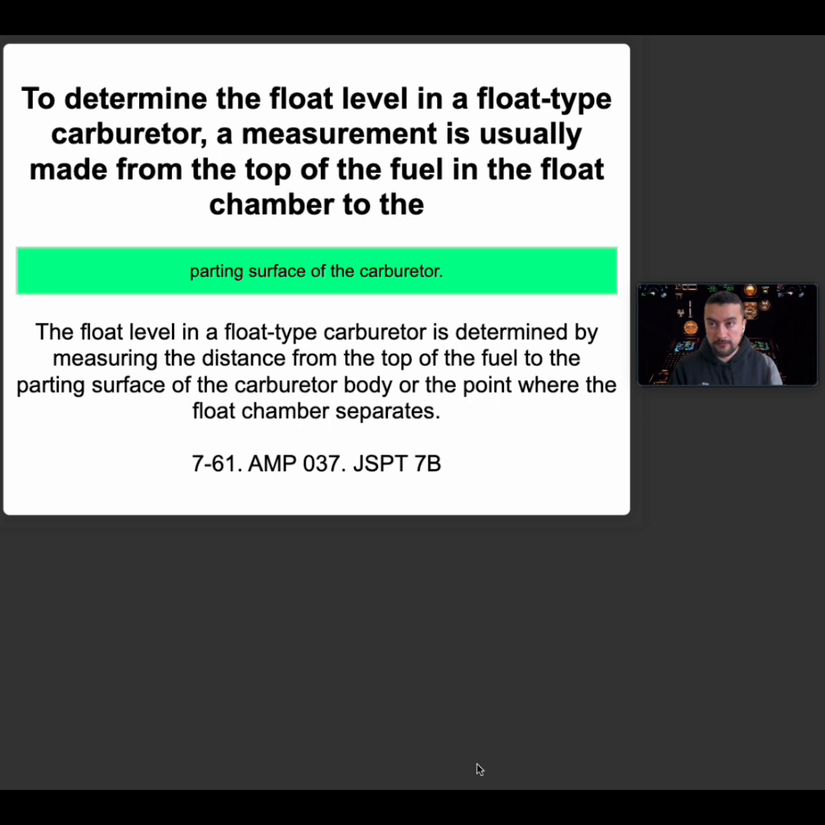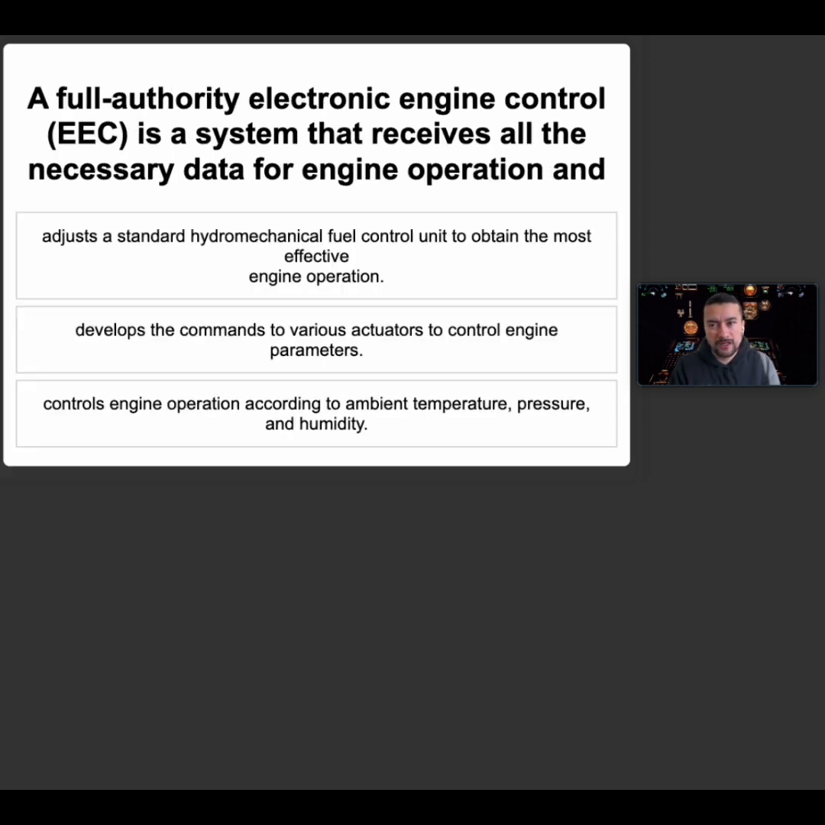So, to determine the float level in a float-type carburetor, a measurement is usually made from the top of the fuel in the float chamber to the parting surface of the carburetor. The explanation: the float level in a float-type carburetor is determined by measuring the distance from the top of the fuel to the parting surface of the carburetor body, or the point where the float chamber separates. Okay guys, it was hard.